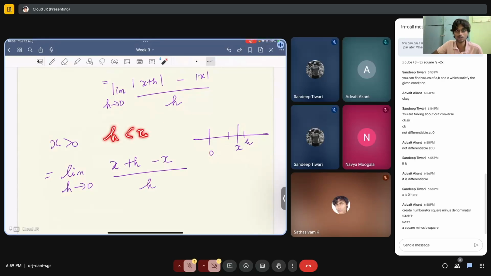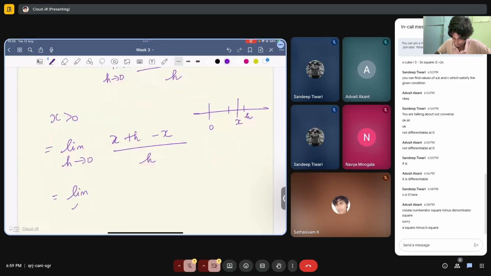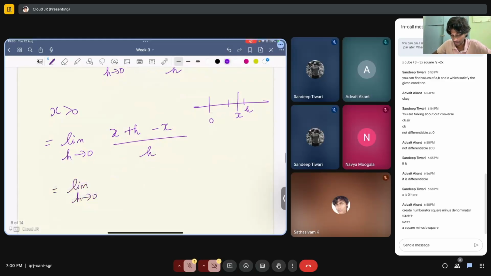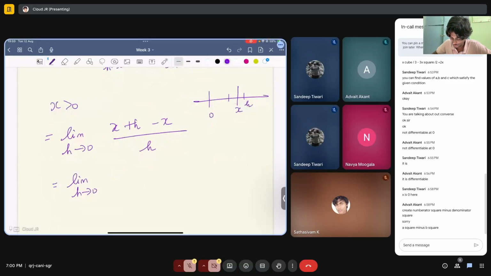When you assume that h is less than x, then this number is positive, and hence the mod is just x plus h. So this is the limit as h tends to 0. Now you look at x plus h minus x, which is h by h, and you can cancel out the h, and this is 1.